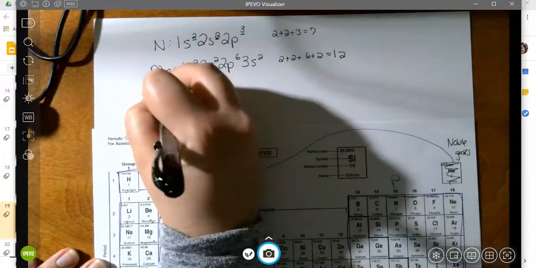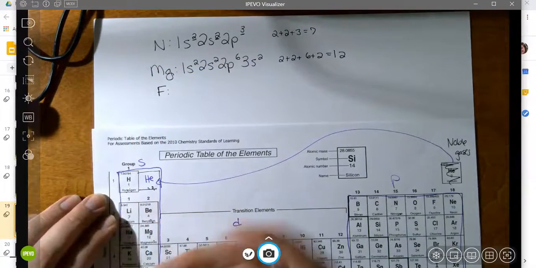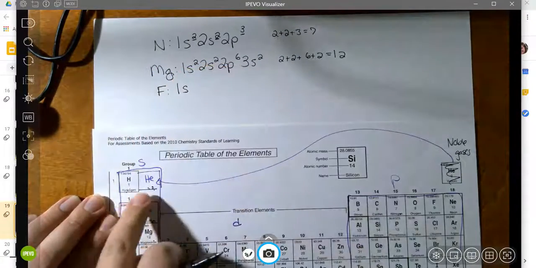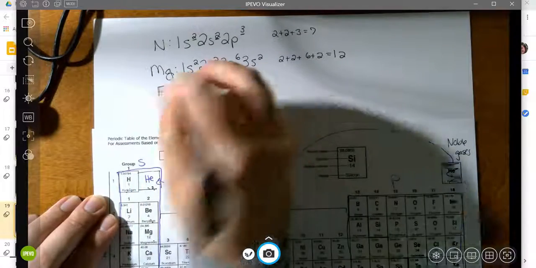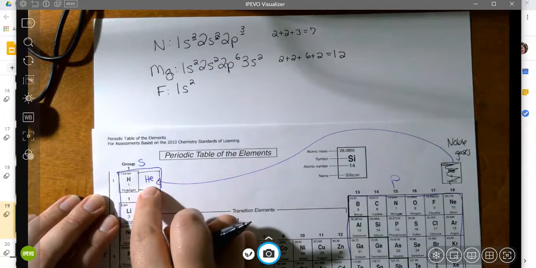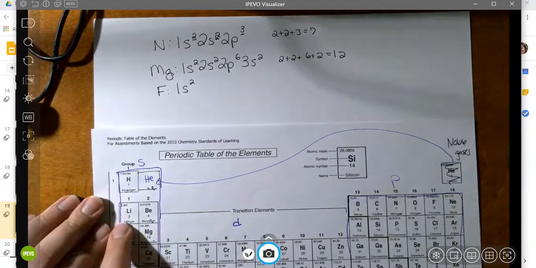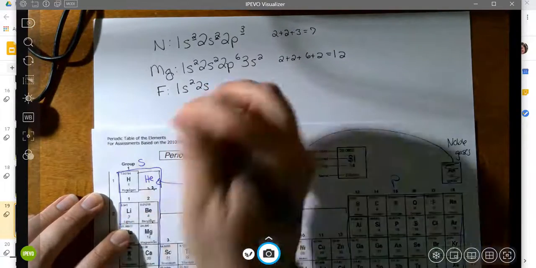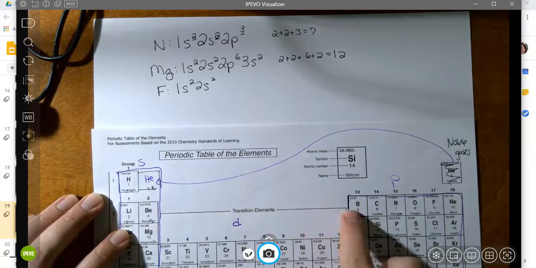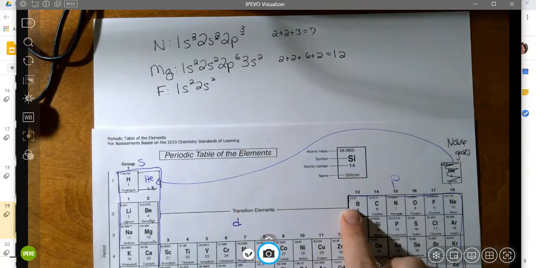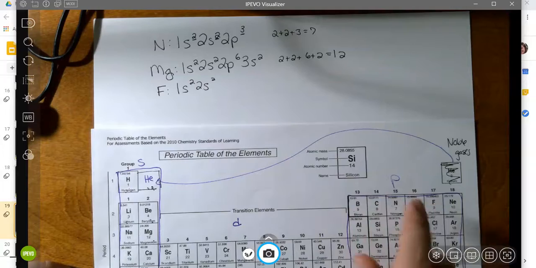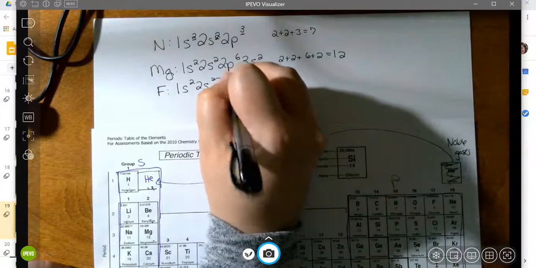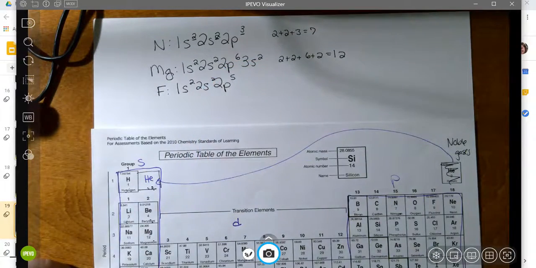Okay, so let's look at fluorine. I start at the beginning, period 1, S block, and I go 2 squares. Still haven't gotten to fluorine, so I have to keep going. Now I'm in period 2, still the S block, and I go 1, 2 squares. I come over here, I'm in period 2, but the P block now, and how many do I have to go to get to fluorine? 1, 2, 3, 4, 5. So I write 2p5.